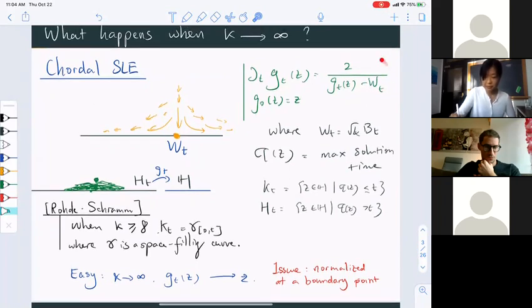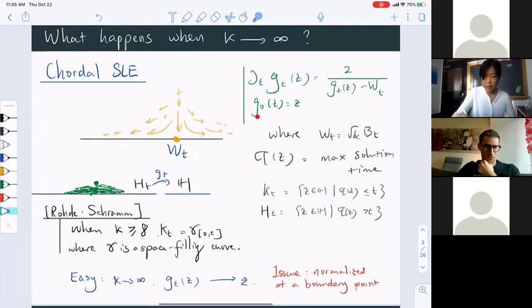But this vector field has a singularity at where the driving function is. So W_t is here. This vector field goes to infinity when you get close to this singularity. When you are away from this singularity, it is very small, and especially it is zero at infinity. The differential equation starts with the initial condition g_0(z) equal to z.